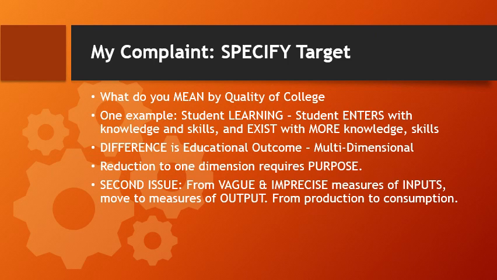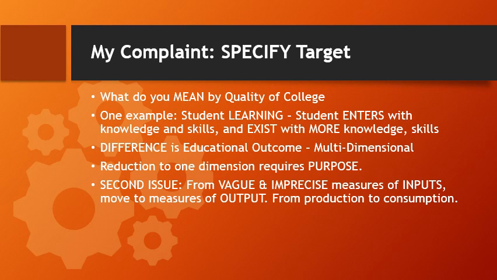So a student enters with a set of knowledge and skills, and these things can be evaluated, and then when he leaves he has another set of knowledge and skills, and that can also be evaluated. So the difference between these two, that would be our target. This is now much more precise than this vague word quality.